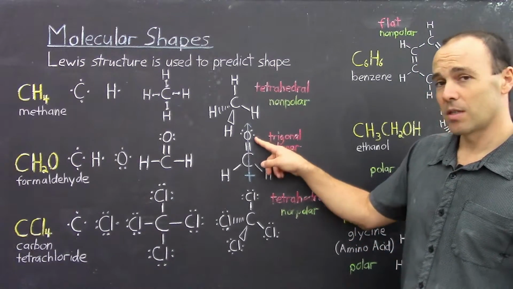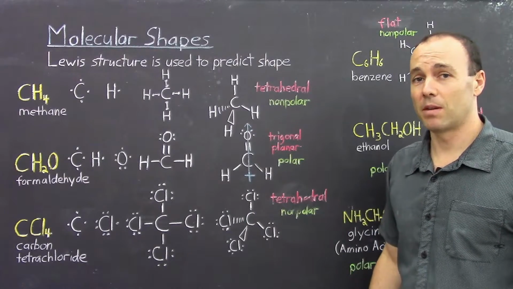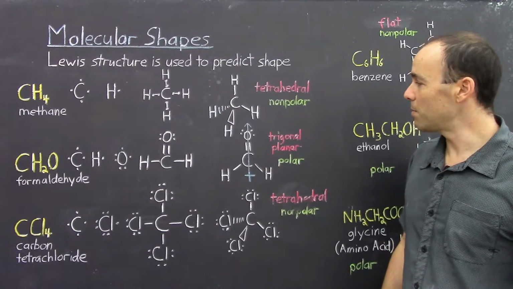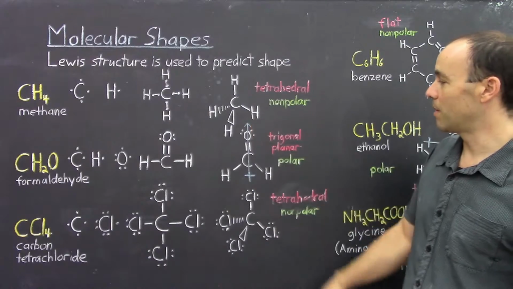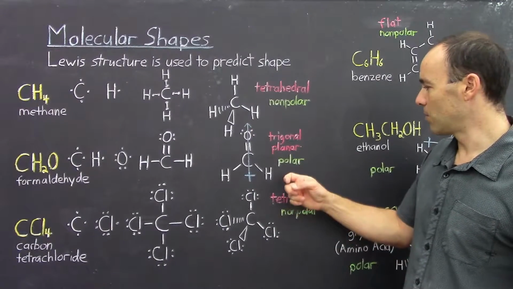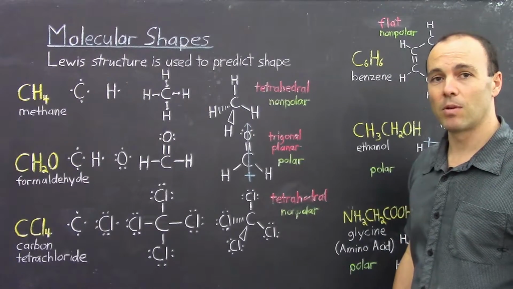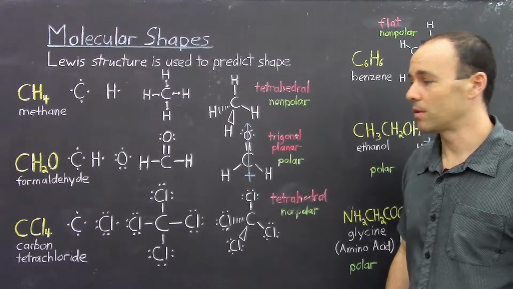Now, oxygen is the second most electronegative element on the periodic table, so it pulls electrons towards its end of the molecule. So this molecule does have a dipole, and it's described as being polar.